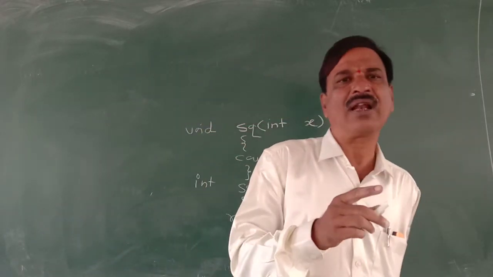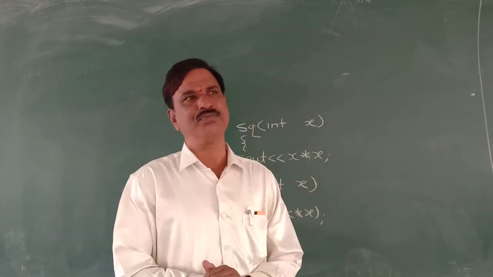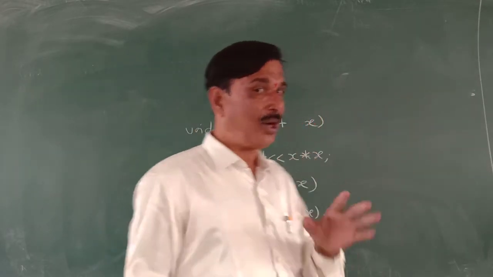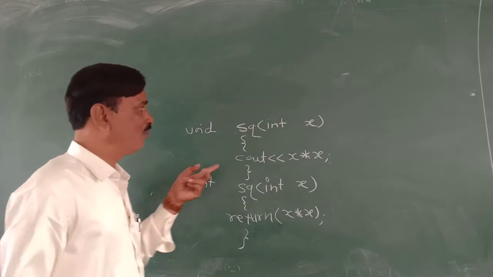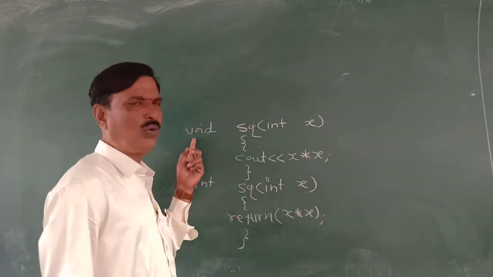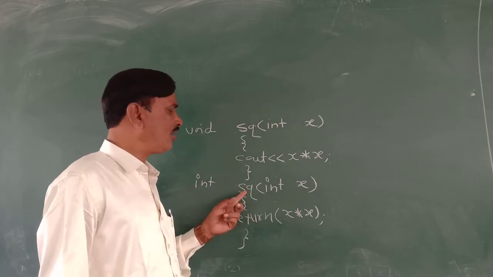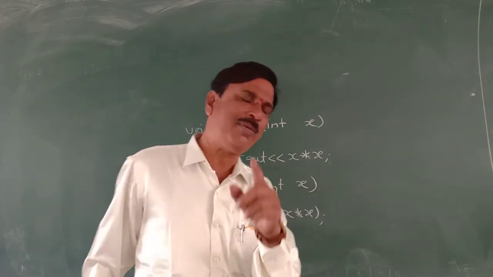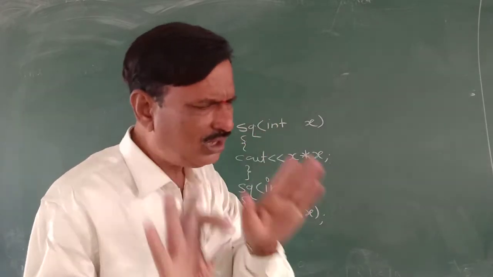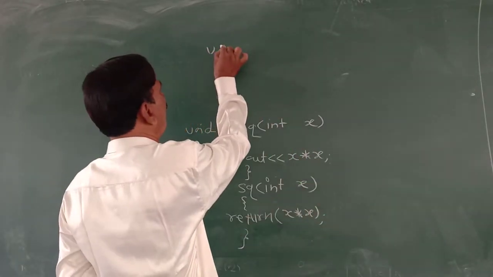So two functions have the same name, but their prototype is different. Here the sq function accepts one integer as a parameter, but the return type is void. Here the sq function accepts one integer as a parameter, but the return type is int. It is returning one integer. Now come to the main. Void main.